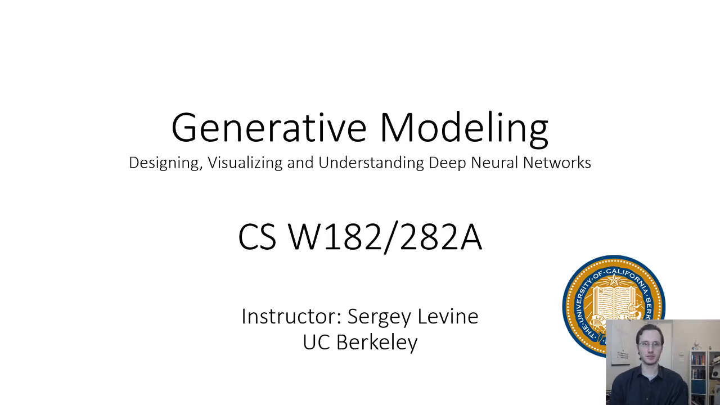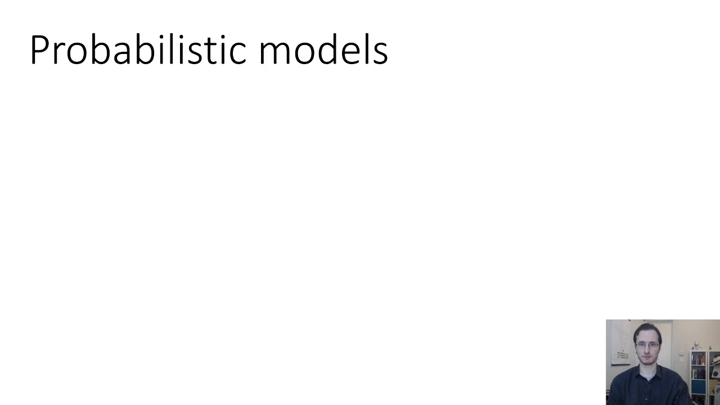Welcome to Lecture 17 of CS 182. Today, we're going to talk about generative modeling. So far in this course, we've discussed supervised learning, and before the break, we also discussed reinforcement learning. Starting today, we're going to talk about unsupervised learning. But before we do that, we need to discuss a little bit about probabilistic models.